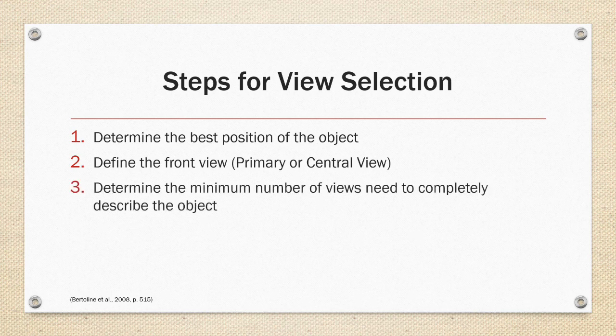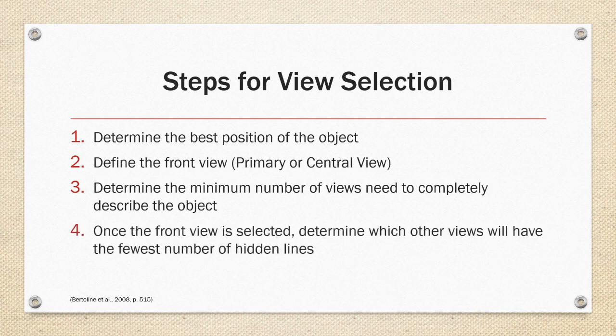Step 3 is to determine the minimum number of views needed to completely describe the object. And step 4, once the front view is selected, determine the other views based on which will have the fewest number of hidden lines. Note that some companies avoid using hidden lines, which can increase the number of views required.